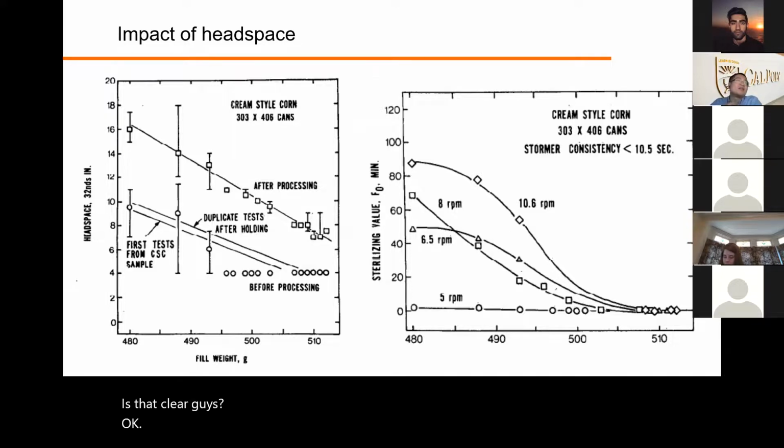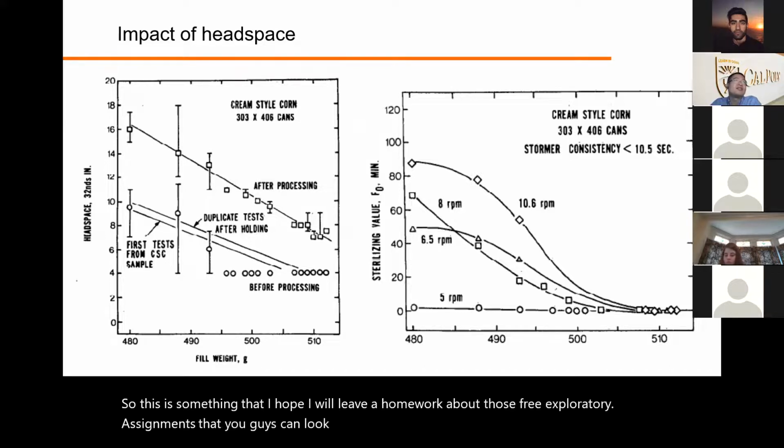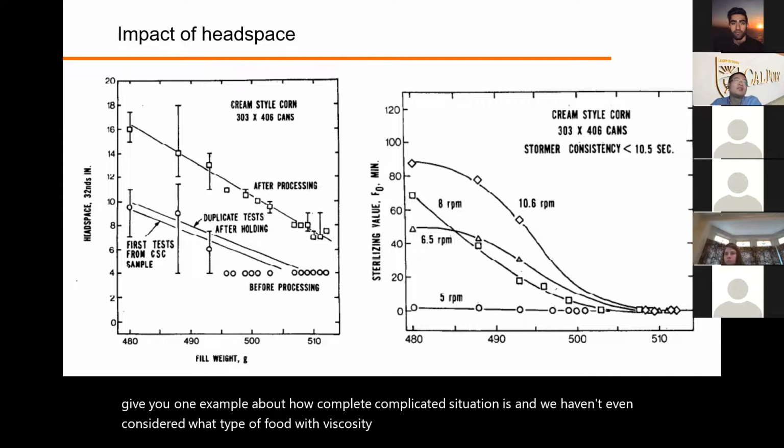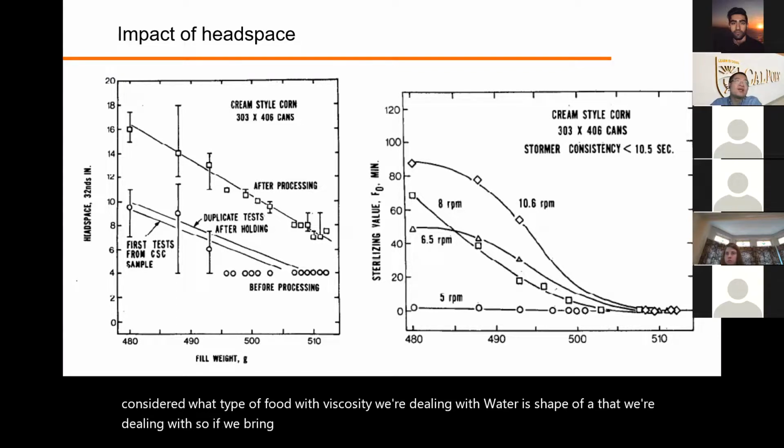So this is something that I hope will be a homework, one of those free exploratory assignments that you guys can look into the literature and think about more. So this is just to give you one example of how complicated the situation is. And we haven't even considered what type of food, what viscosity we're dealing with, what is the shape of the can that we're dealing with. So if we bring those factors into account, then the scenario gets a whole lot more complicated, right? So a lot of things to discuss in that case.